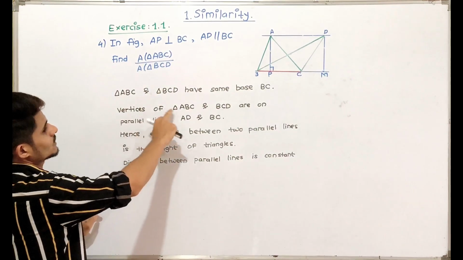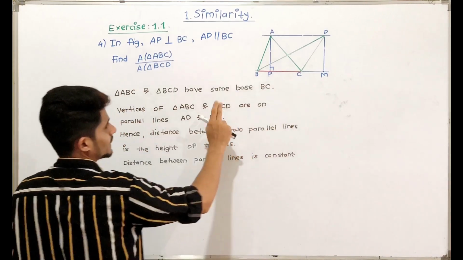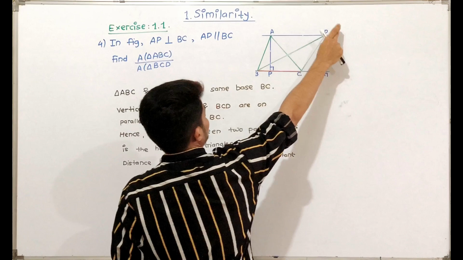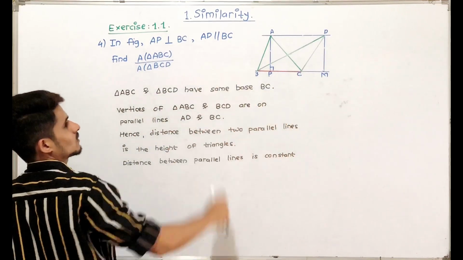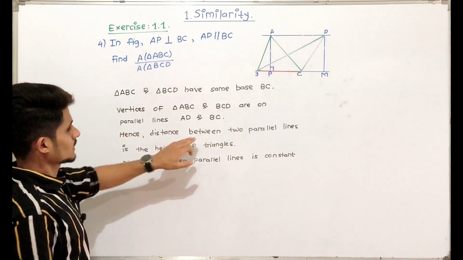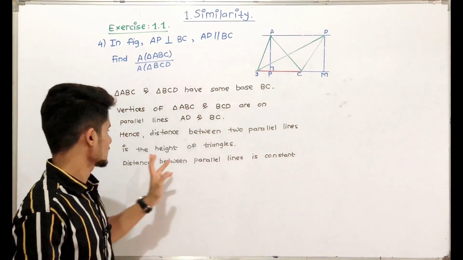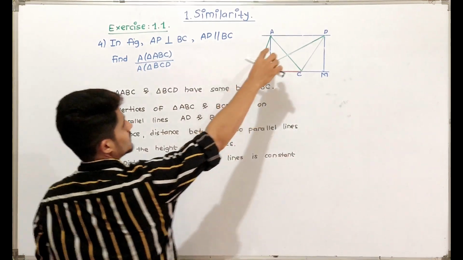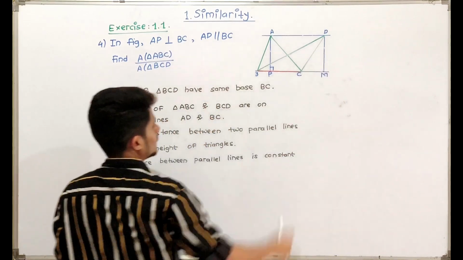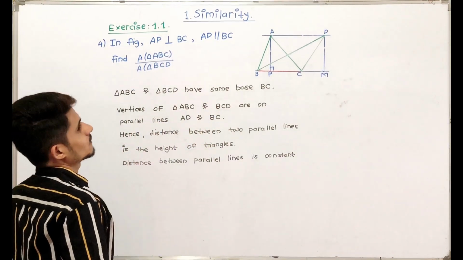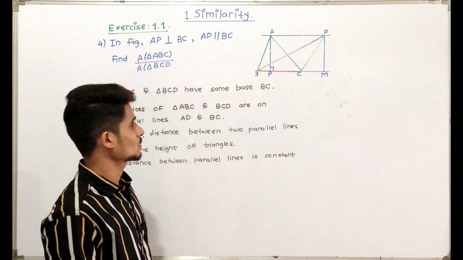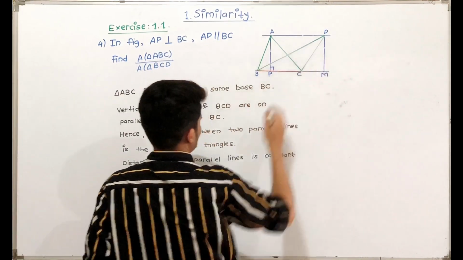So vertices of triangle ABC and triangle BCD are on parallel lines, that is AD and BC. Hence distance between two parallel lines is the height of a triangle. Distance between two parallel lines will be the height of triangle, and distance between two parallel lines is always constant.